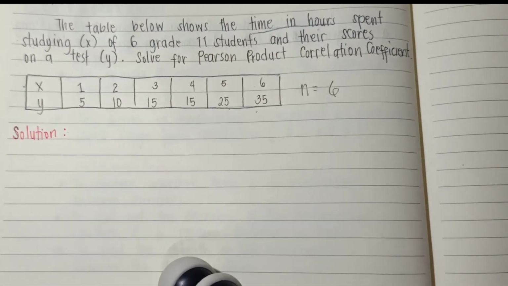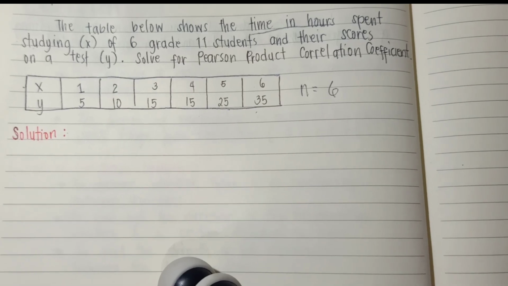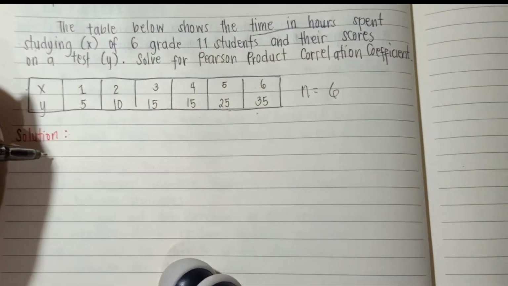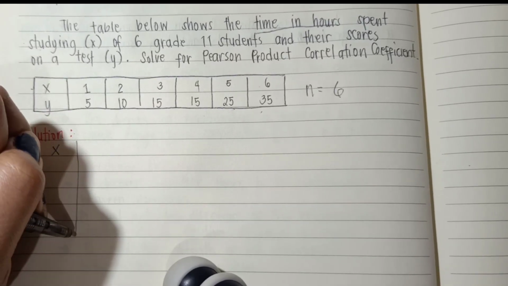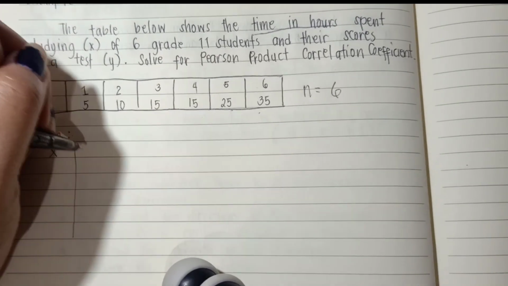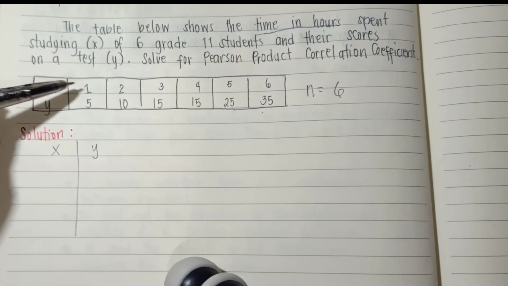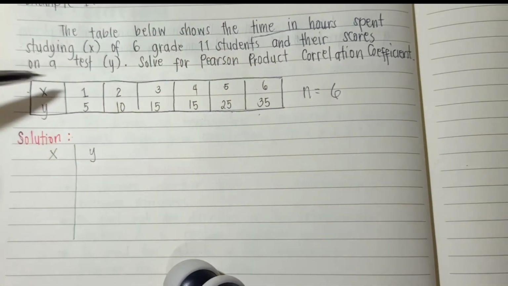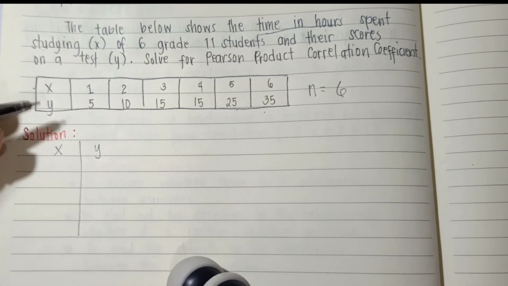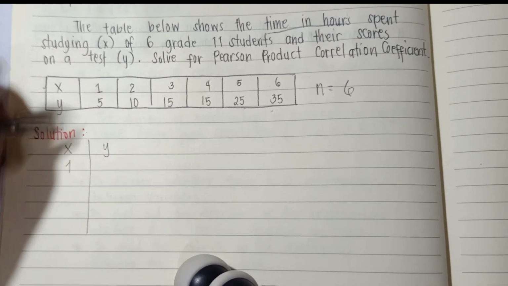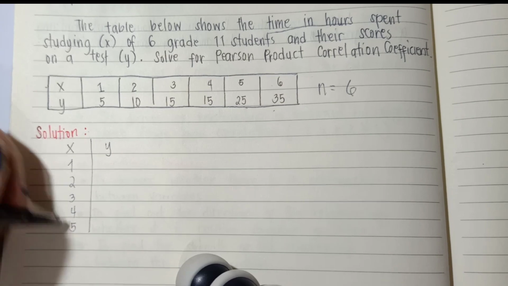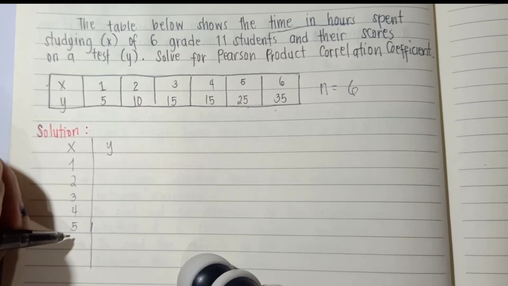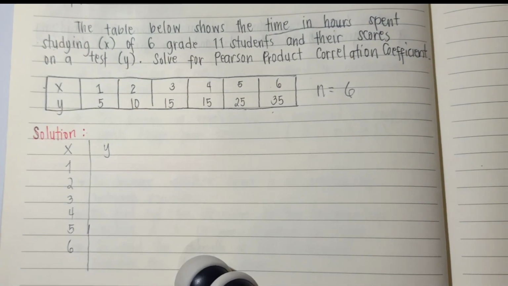Okay, so ang first step natin sa solution is gumawa ka ng table. So, gagawa ka ng table. So, X, i-arrange mo lang ulit. Tapos, dito naman yung Y. So, itong column na to, kokopyahin mo lang siya pababa. So, yung una natin is 1. Pangalawa is 2. 3, 4, 5, and then we have 6.